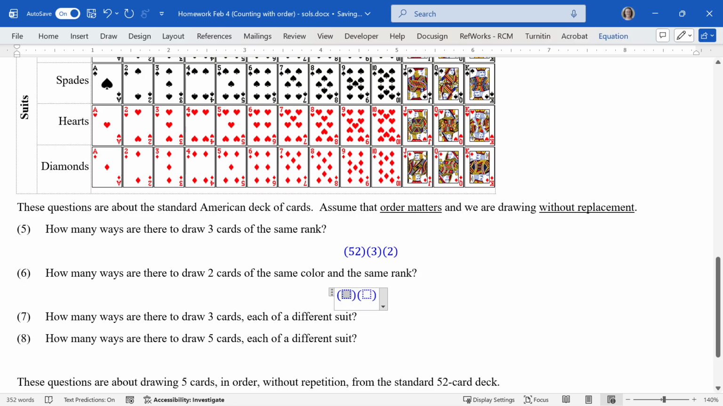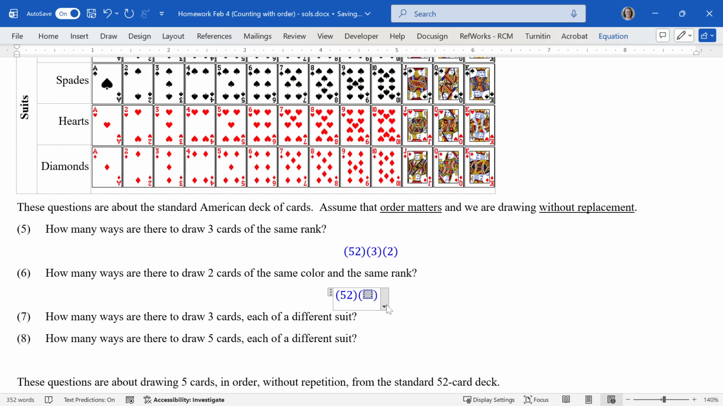Okay, so we want to match same color and same rank. Since I didn't specify what color or what rank, any of the 52 cards is fine for my first card. If I had said, like, how many ways are there to draw 2 black queens, for example, then you wouldn't be looking at 52. But I didn't specify that. So any color and rank is okay for the first card.